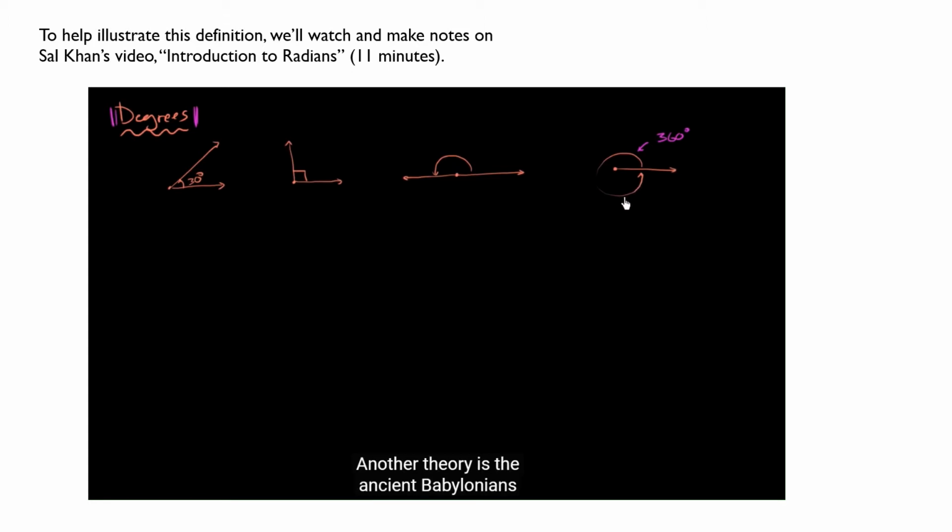Another theory is the ancient Babylonians liked equilateral triangles a lot, and they had a base 60 number system, so they had 60 symbols. We only have 10. We have a base 10, they had 60. So in our system, we like to divide things into 10. They probably liked to divide things into 60. So if you had a circle and you divided it into about 6 equilateral triangles, and each of those equilateral triangles you divided into 60 sections because you have a base 60 number system, then you might end up with 360 degrees.